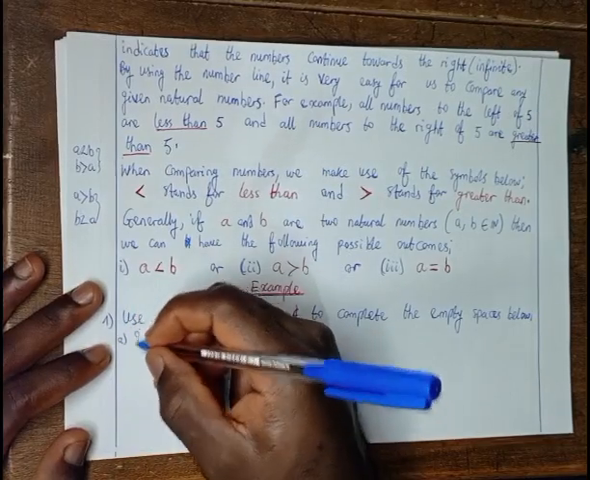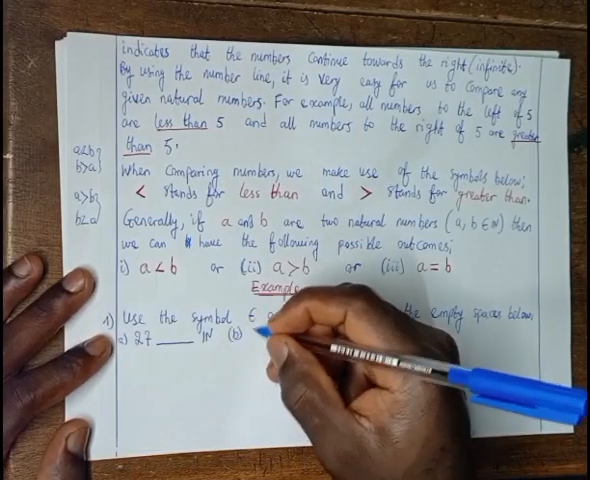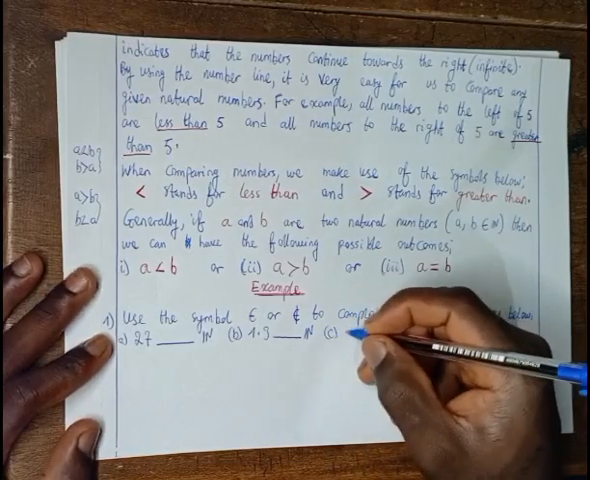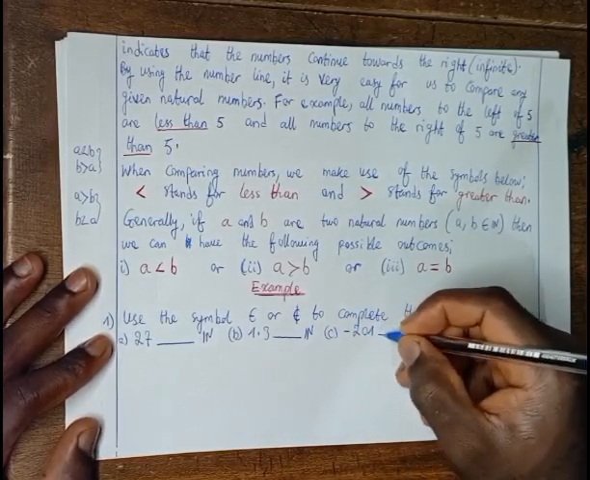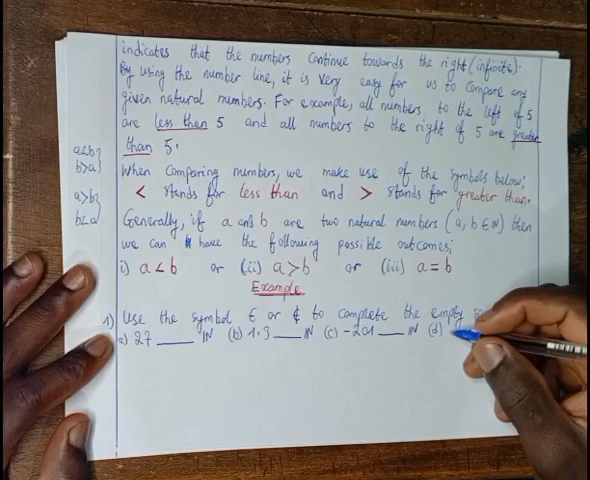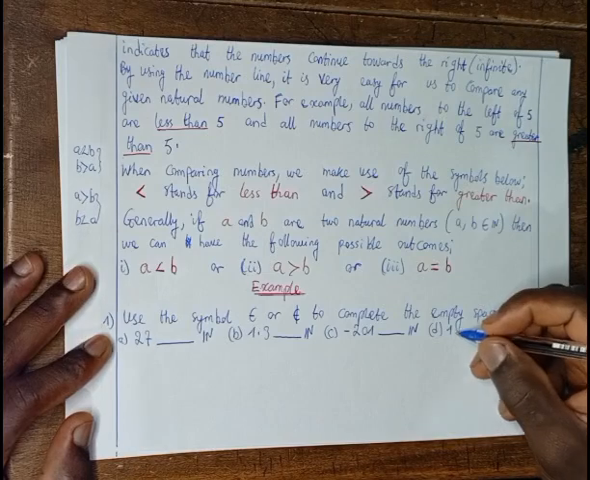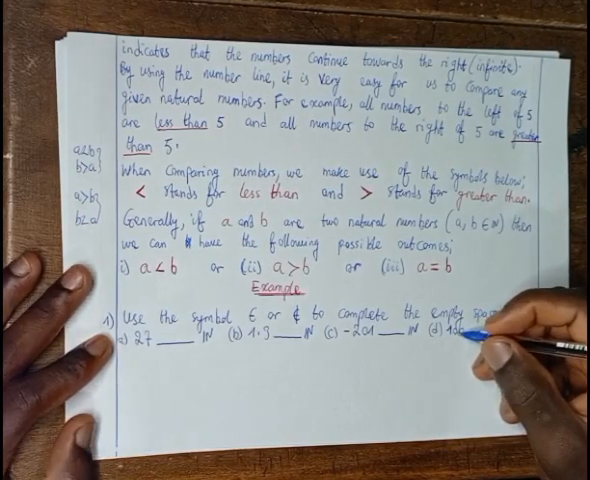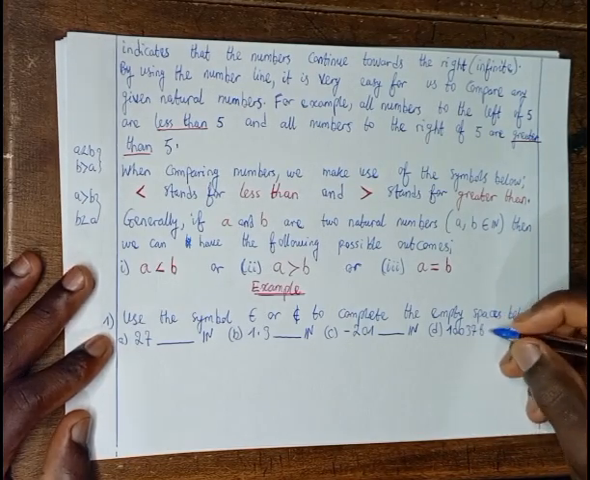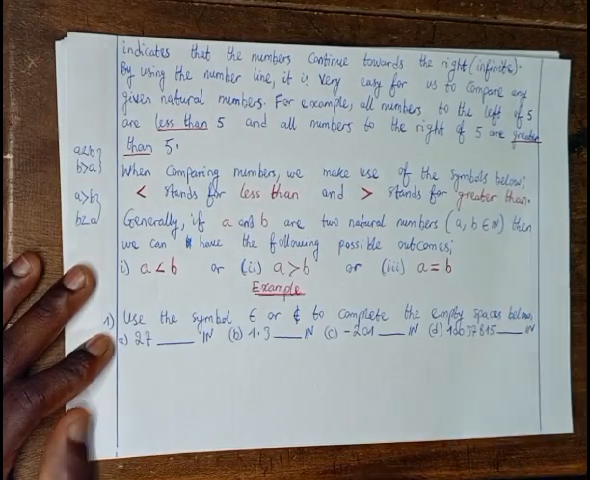A, we have the number 27, the empty space, set of natural numbers. B, we have 1.3, empty space, set of natural numbers. C, we have negative 201, empty space, set of natural numbers. D, we have the number 1 million 37,815. The empty space, set of natural numbers.